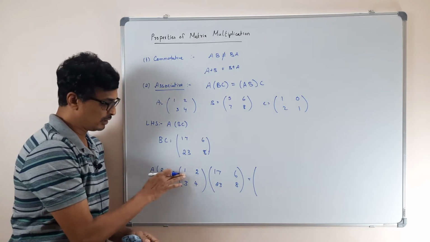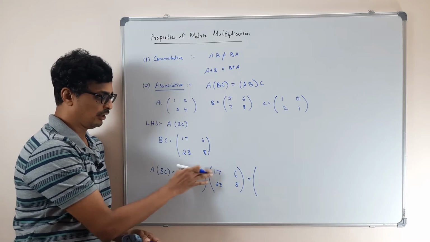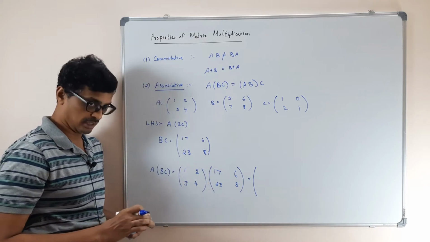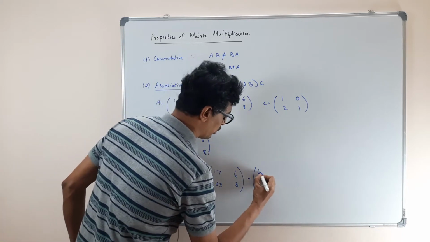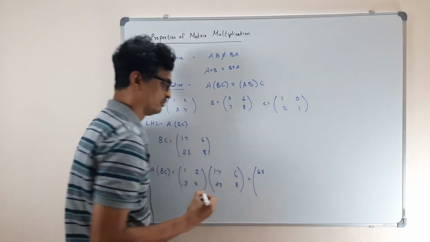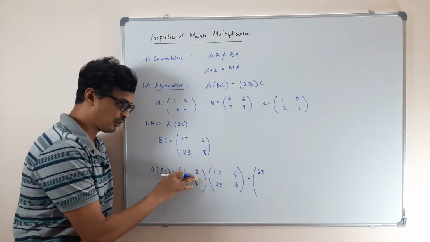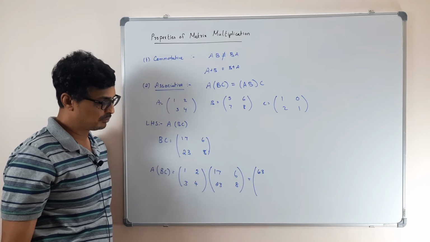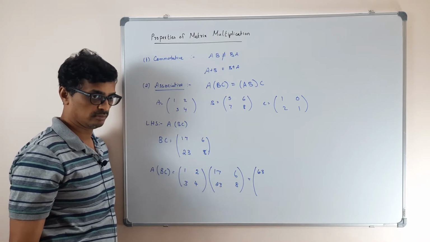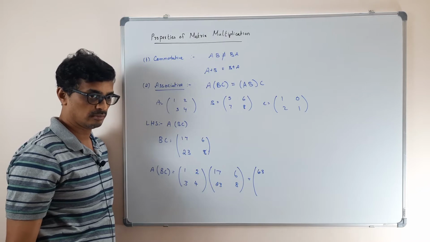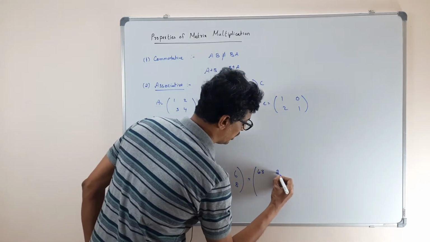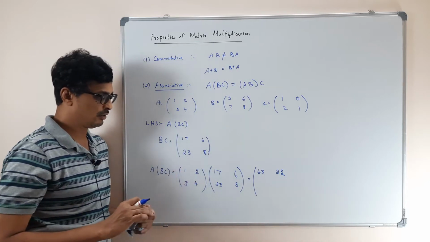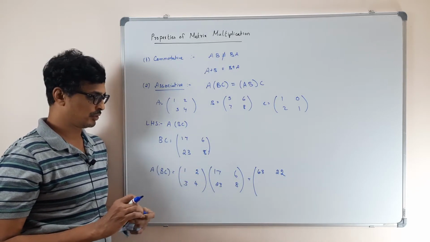First one will be this into this, right? 17 into 1 is 17, 23 into 2 is 63. I am not doing it; if it's wrong, it is you. What about the next one? First row and second column. 6 plus 16 is 22. Tell me about this one. 3 into 17 plus 23 into 4.